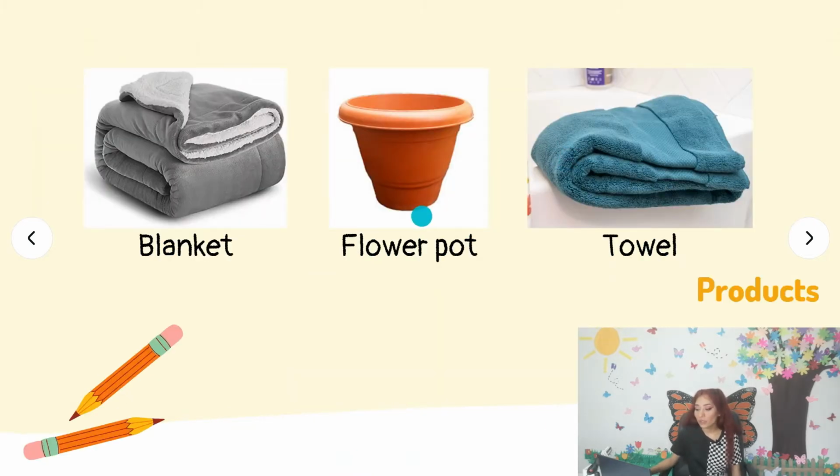Now, some products, okay, of course, there are a lot of products that we can check, but these are the main ones that we are going to be using in the unit. Maybe later we are going to find some new words, but let's focus on this. Blanket, flower pot, towel. Blanket, flower pot, and towel. Very good, okay? Right now, I think that we are ready to go to the activities from the student's book.